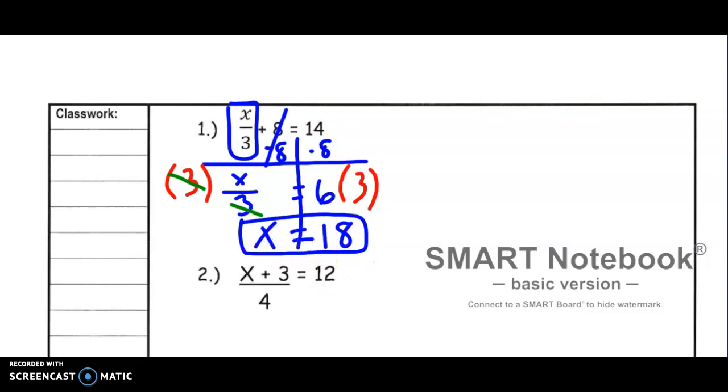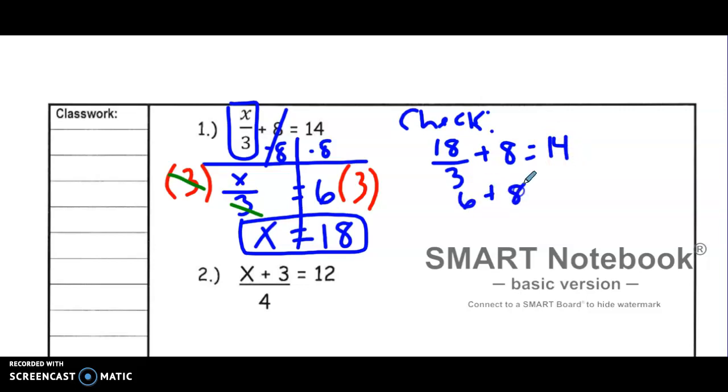Now, when you get to the end of a question and you want to know, hey, was my answer right? Here's how I could check it. I can replace the value that I got, so I said x was 18. I plug that into my original equation in place of x, and it should work. 18 over 3 is 6, and 6 plus 8 is 14. Okay, so just keep in mind that if you get to the end of a question and you aren't sure if it's correct or not, that's how you can check.